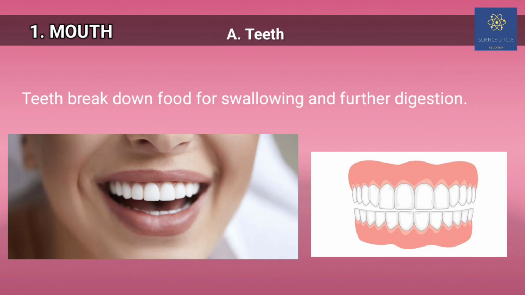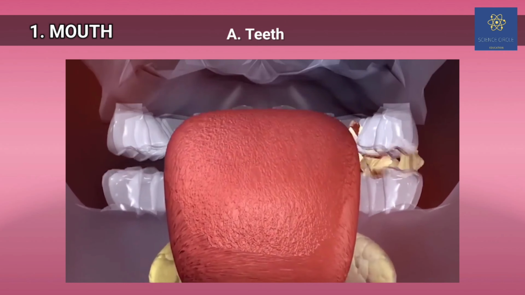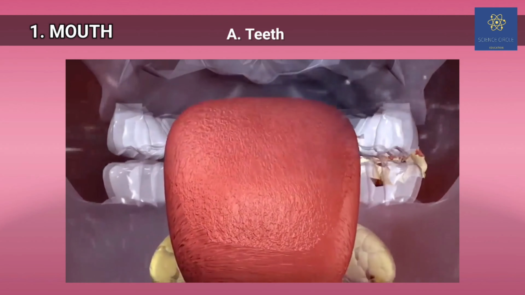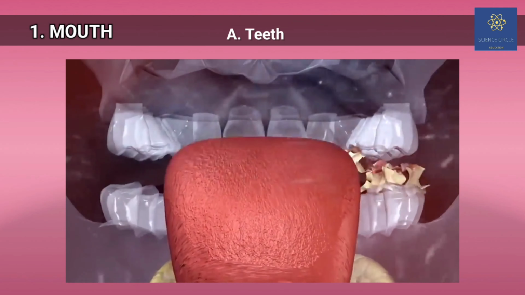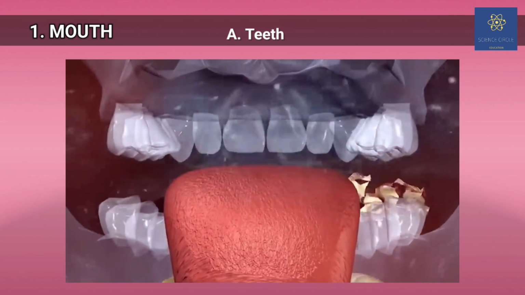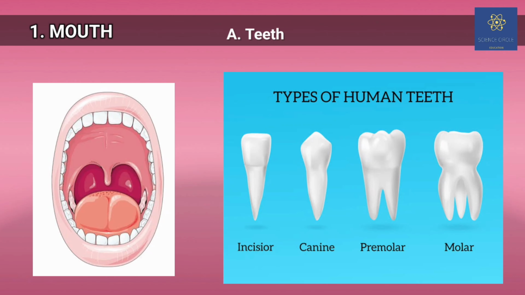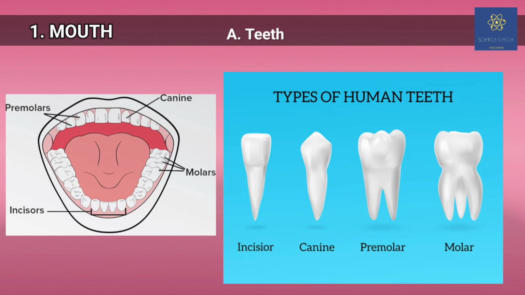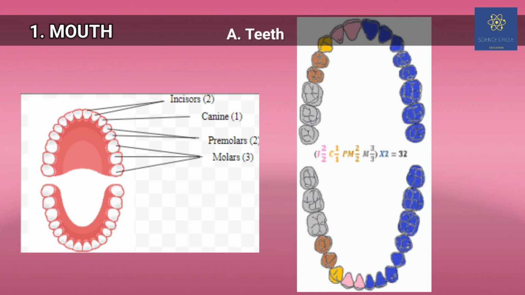Teeth play a very important and special role. They cut and break the food into smaller pieces. These smaller sized bits have a relatively larger surface area for the enzymes to act on for better digestion. In our mouth, we have four types of teeth: incisors, canines, premolars, and molars. A normal adult person has 32 teeth in the mouth.